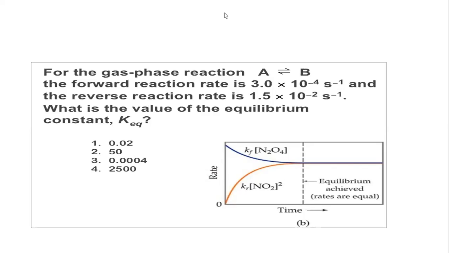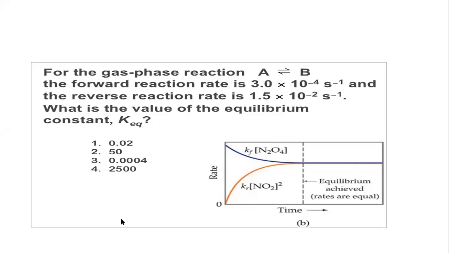Kc is equal to Kf over Kr. Very good. The rate of the forward reaction over the rate of the reverse reaction. Okay, that is the rate of forward reaction over the rate of the reverse reaction. Excellent. So you just input the values there, and then you arrive at 0.02. That's good.